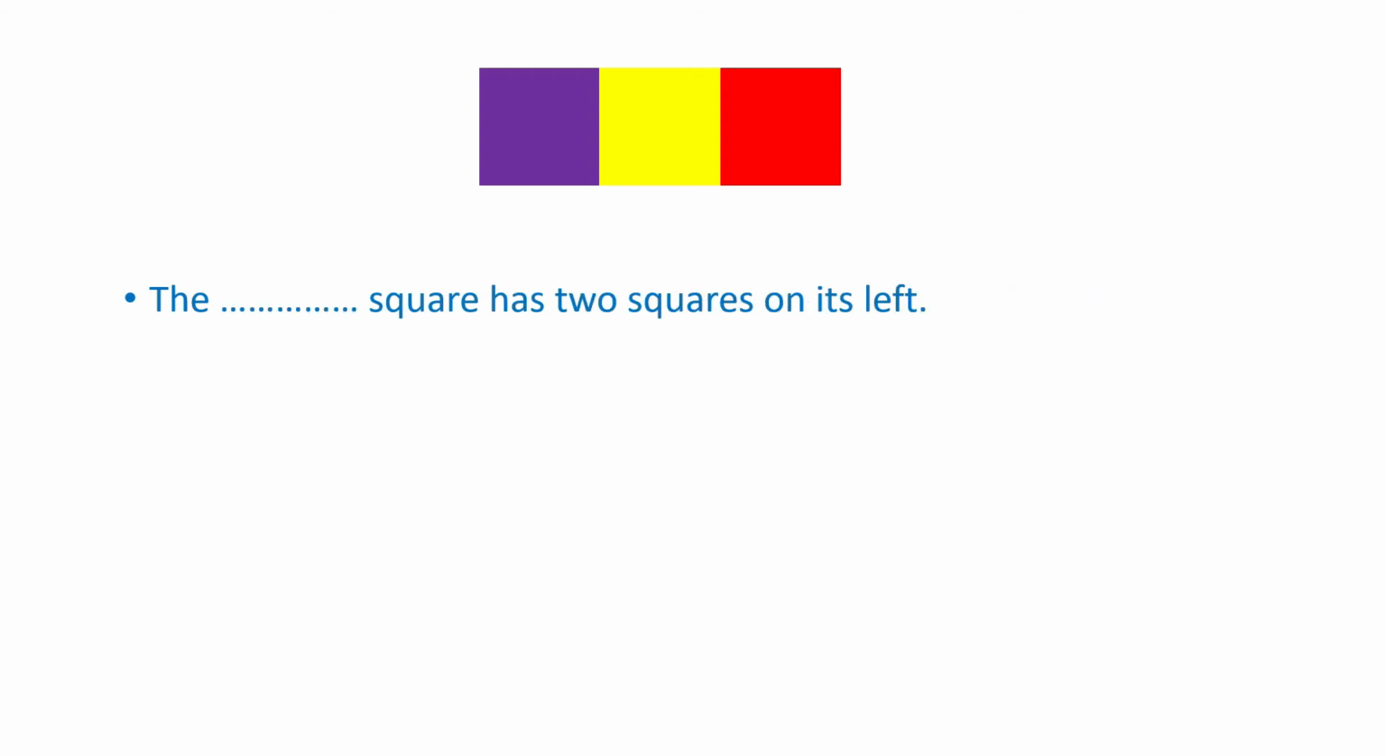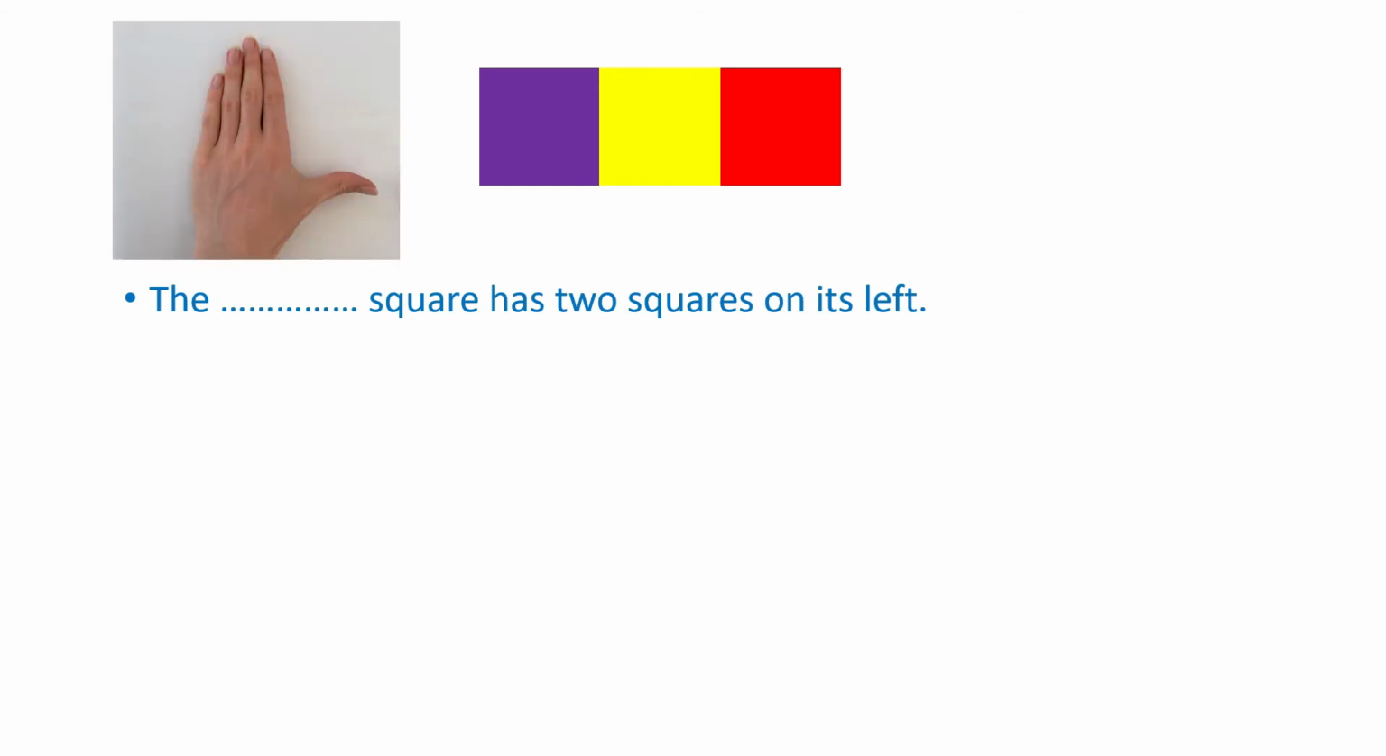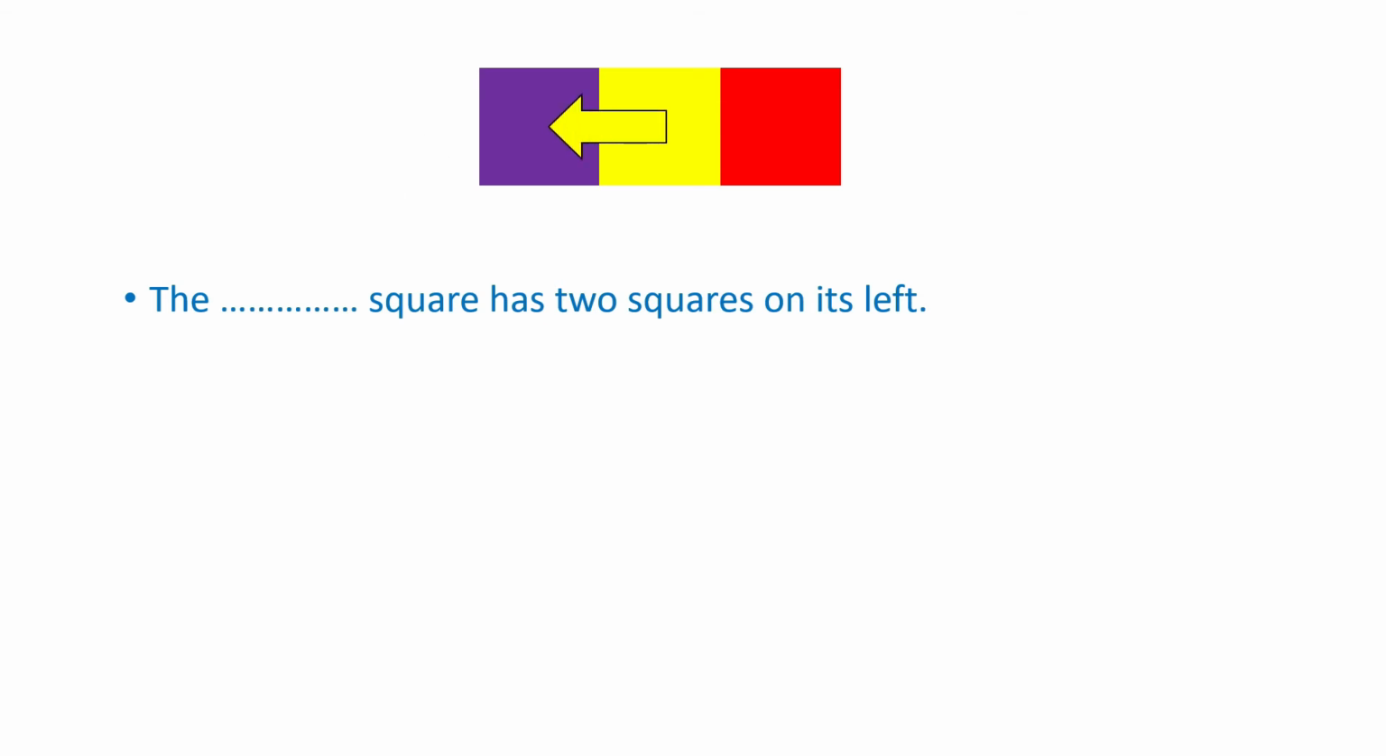The something square has 2 squares on its left. So we're looking for the colour that if we start there, we'll go past 2 squares when we move towards the left. If we started at purple, there's nothing to the left. If we started at yellow, there's only 1 square to the left. Whereas if we started at red, there are 2 squares to the left. So we can say that the red square has 2 squares on its left.